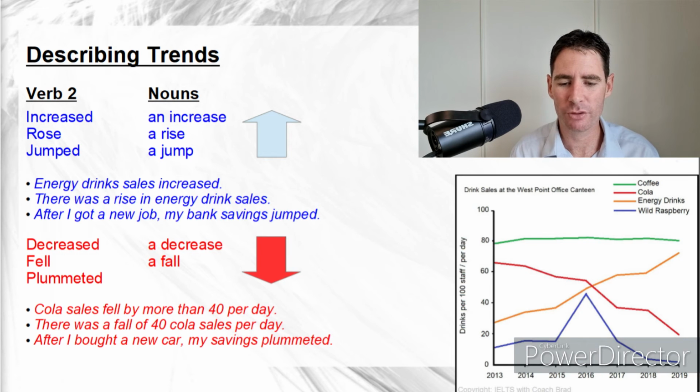Some more examples. After I got a job, my bank savings jumped. There was a jump in my bank savings after I got a new job, using verbs and nouns. Let's have a look at cola, for example. Cola sales fell by more than 40 per day. Or if you want to use nouns, there was a fall of 40 cola sales per day. Being able to use both correctly will make this much easier and add variety to your writing task.